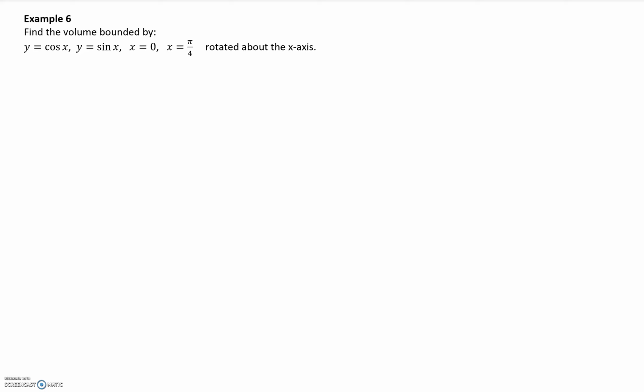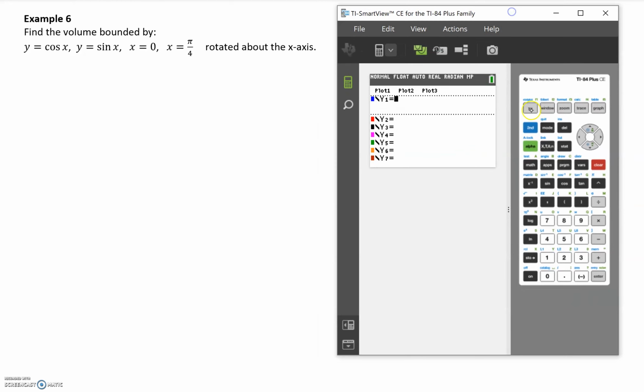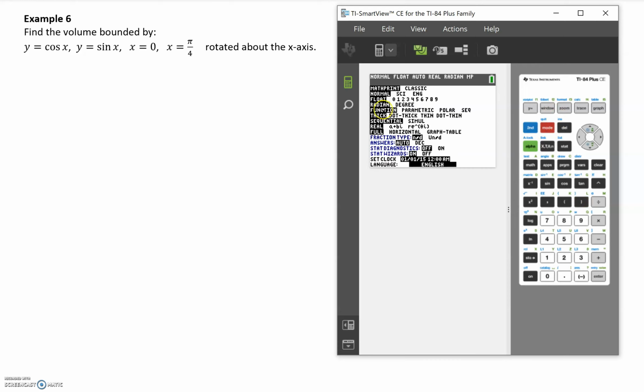All right, so we're going to find the volume bounded by these two curves, the sine and cosine curve, rotated about the x-axis. So we could put it on our TI, or remember that the sine and cosine have period 2 pi and quickly sketch them. So let's put y equals cosine of x as our first guy, and sine of x as our second guy. And let's make sure our mode is in radians.